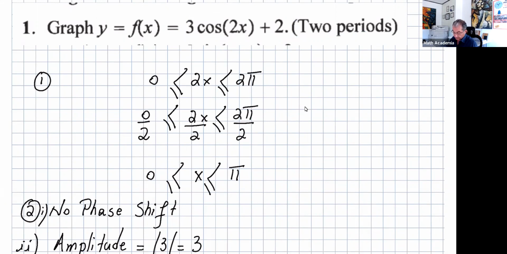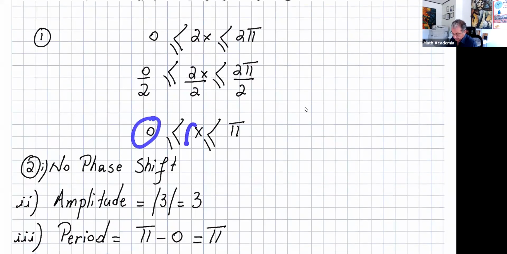Step number 1, we know that the period of cosine x is between 0 and 2 pi. So what you need to do is take the angle and put that between 0 and 2 pi. Do not multiply 2 by 3. It's not going to work. That's the angle and stays that way. So you can isolate x by dividing all the sides by 2. So you're left with 0, x, and pi.